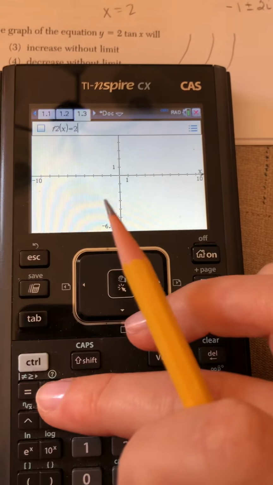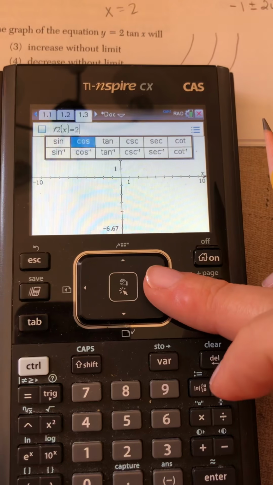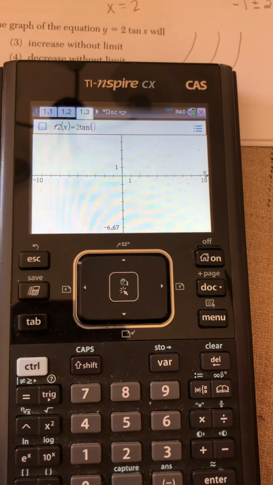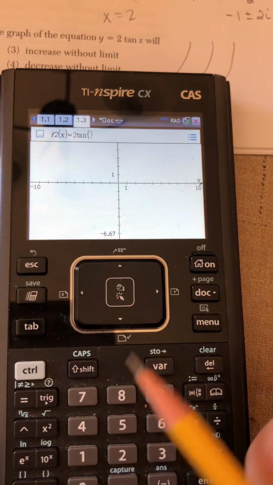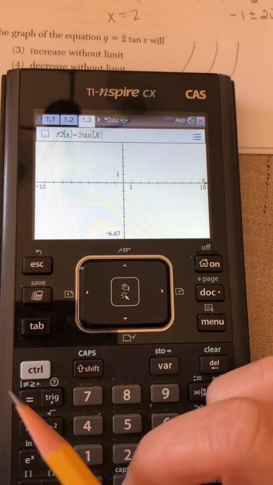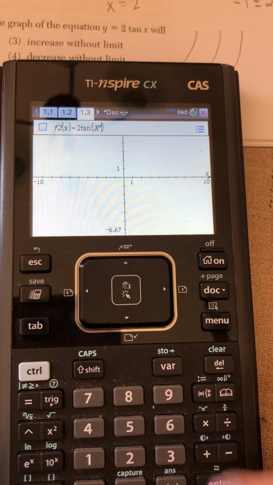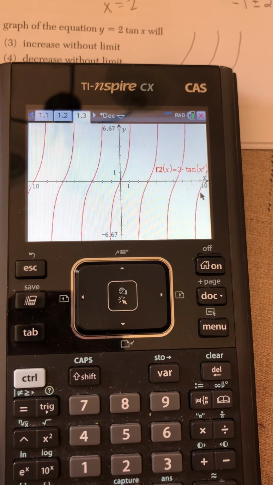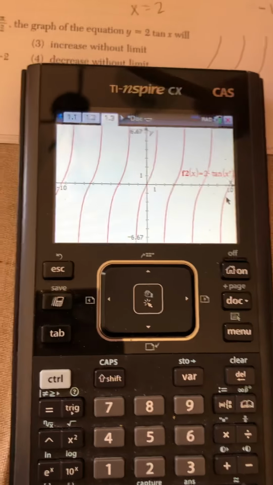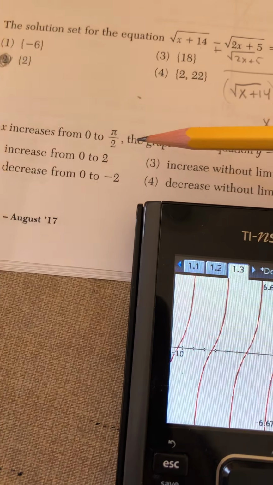Here we go. 2. Trig button, tangent, x. Now remember, for us, we're going to put that little radian symbol, that little R in the parentheses there. So there's your graph of tangent, but it says from 0 to pi over 2.